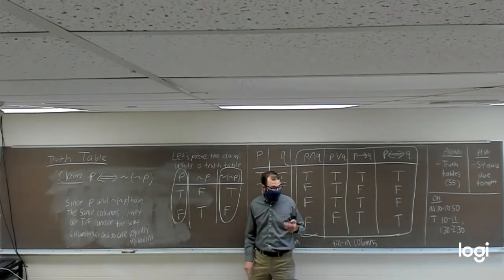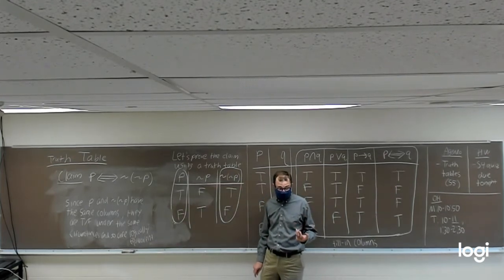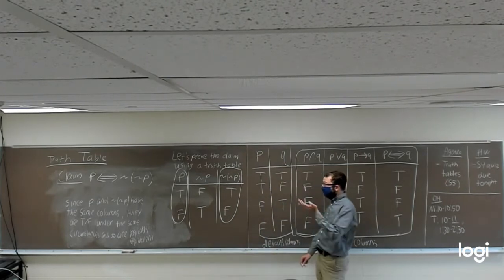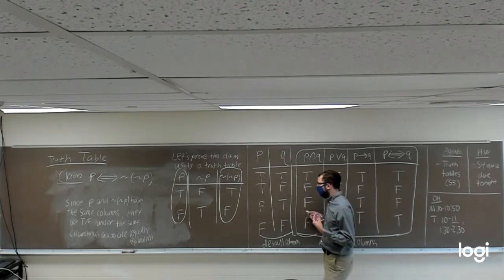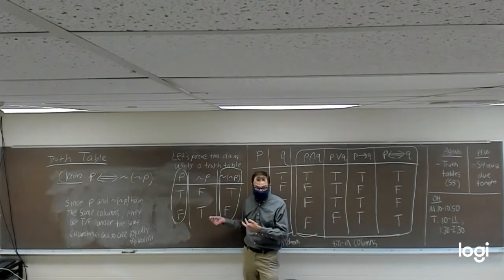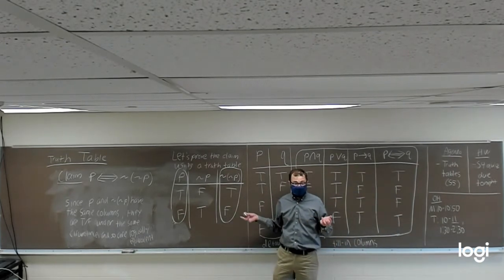And that was our first mathematical proof in this course. We showed two mathematical statements are logically equivalent by showing that their columns in the truth table have to come out to be exactly the same.